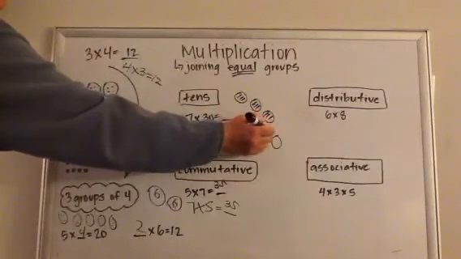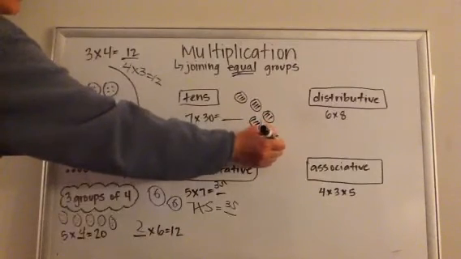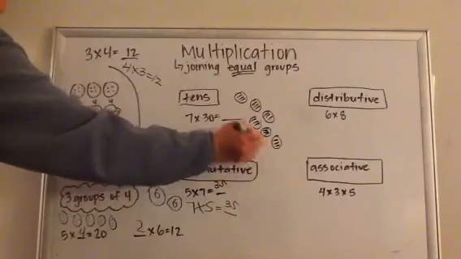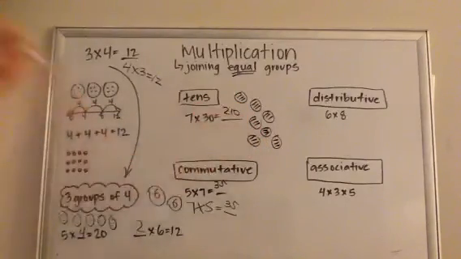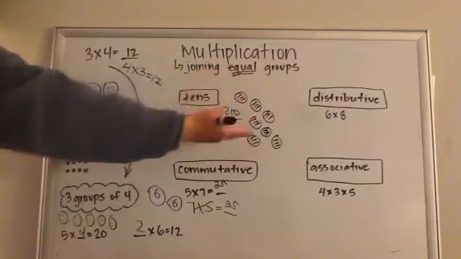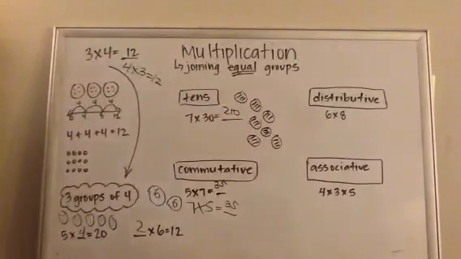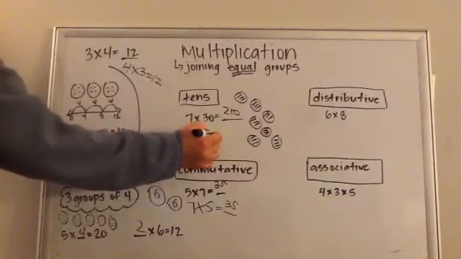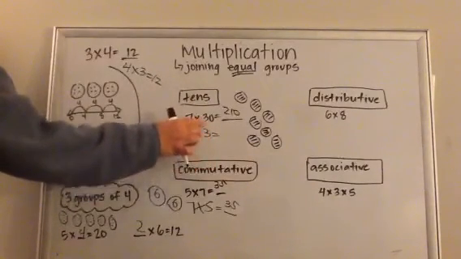10, 20, 30, 40, 50, 60, 70, 80, 90, 200, 210. Okay, so that's one strategy you could use because I'm actually showing 7 groups of 30. A different strategy we've used is we started to see a pattern that 7 times 3 can help me with 7 times 30.